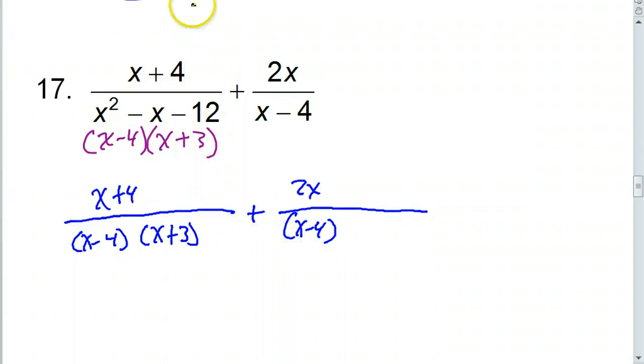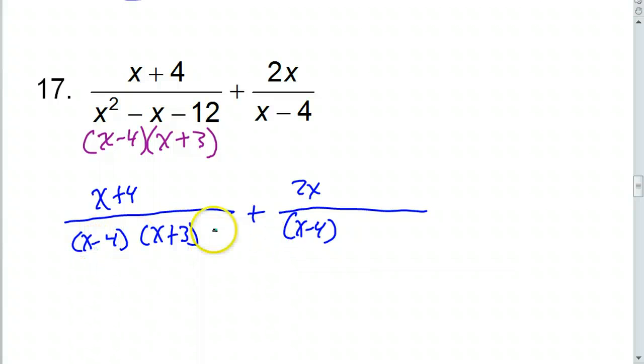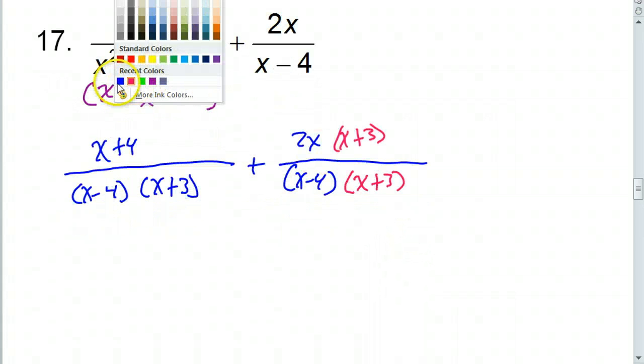We need the denominators to be the same. They both share an x minus 4 as it is. That's great. But if only this side had an x plus 3, then they'd be the same. Don't I have to do the same thing in the top? That's true. So I put the x plus 3. Usually at this point, somebody says, Mr. Burton, shouldn't you cancel out those x plus 3's? And I have to explain that I just put those there. So no, don't cancel them out.